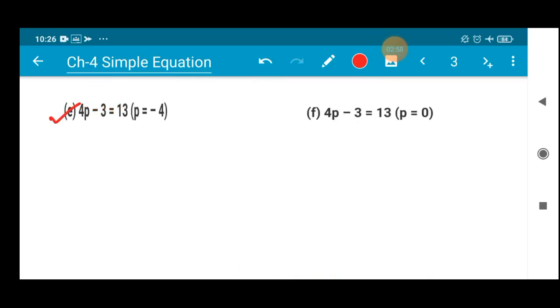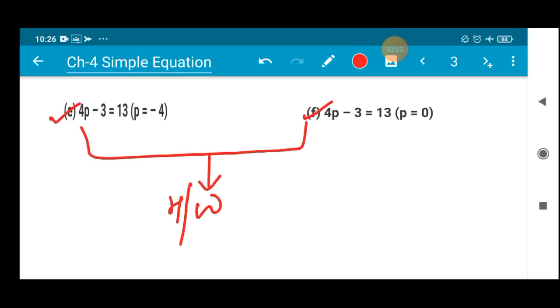Okay, two parts are left out there, question number E and F. I want you all to do this as a home assignment. This will be homework. All right, I request you to follow the instructions I have given you in solving the previous sums.